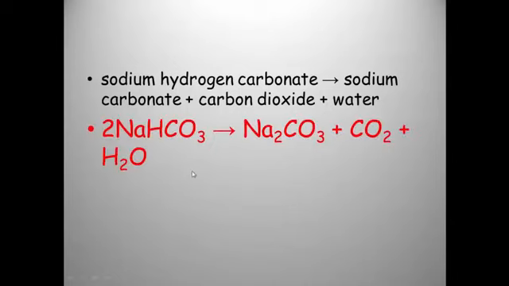Now this is the symbol equation for this. You do need to know this even for the foundation tier. So it's sodium, hydrogen, and this CO3 is the carbonate. Sodium hydrogen carbonate, and this makes sodium, and remember the CO3 is the carbonate. So it makes sodium carbonate, carbon dioxide and water. Now you need to make sure that you know that chemical symbol. Make sure you know the equation.